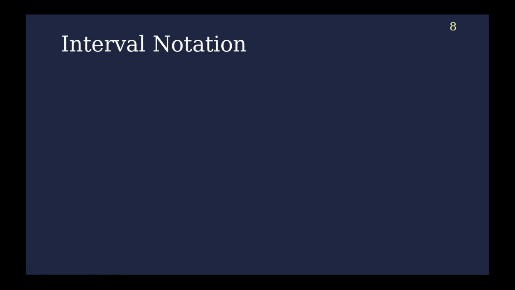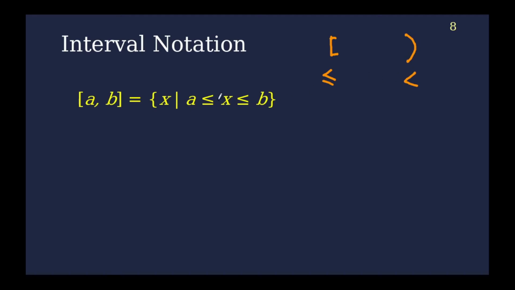Next is interval notation. Now this is important to understand. It is not frequently used in discrete mathematics, but you should know what interval notation is. Interval notations are represented using two kinds of brackets. One is square bracket, another is round bracket. The meaning of the square bracket is less than or equal to. And the meaning of the round bracket is less than.